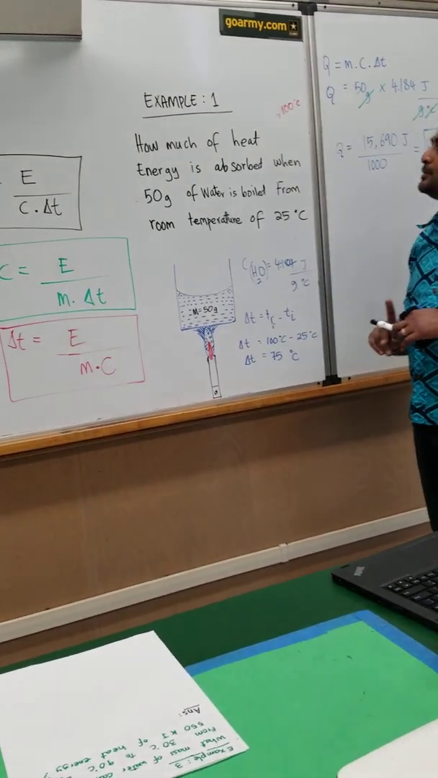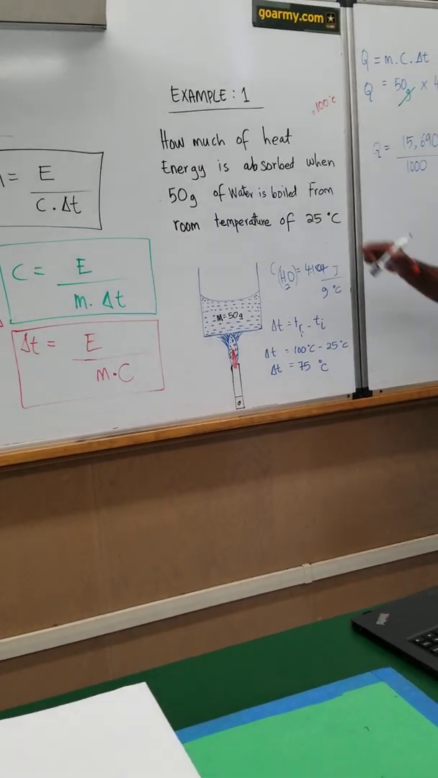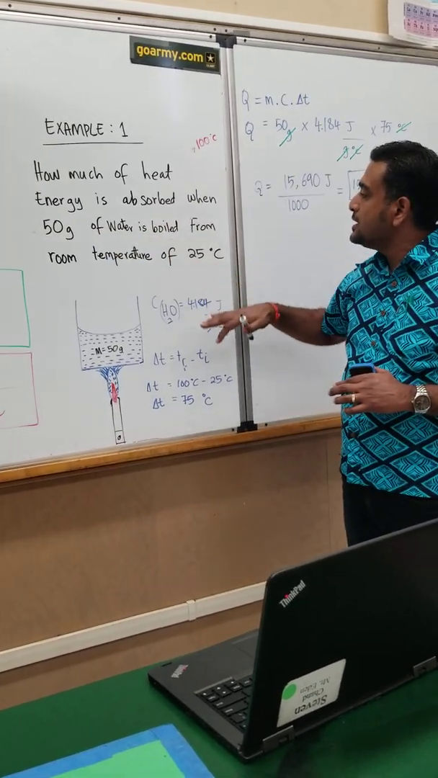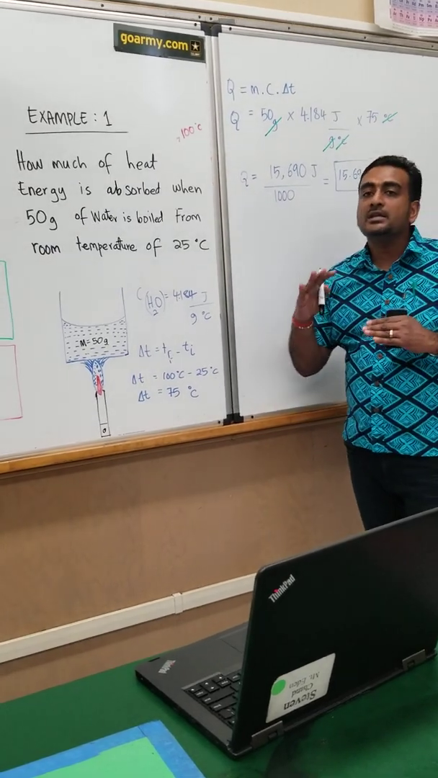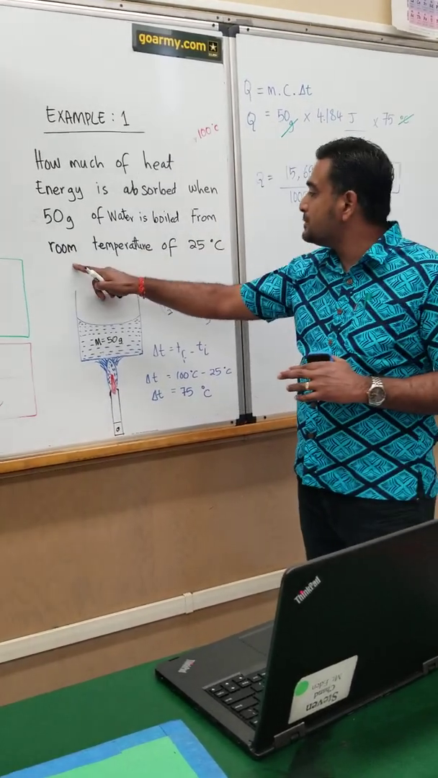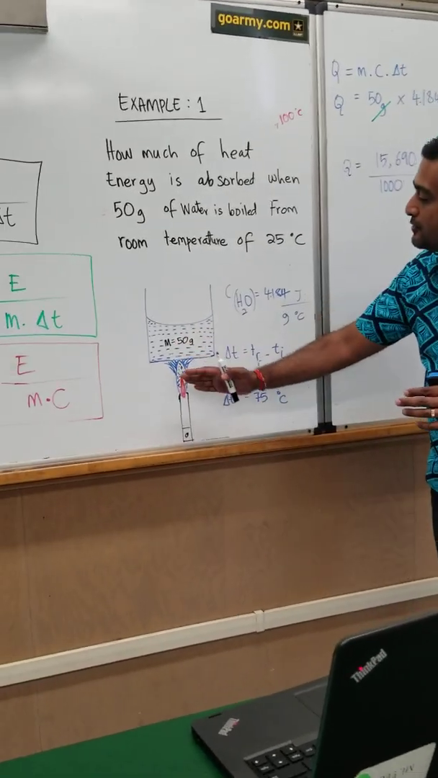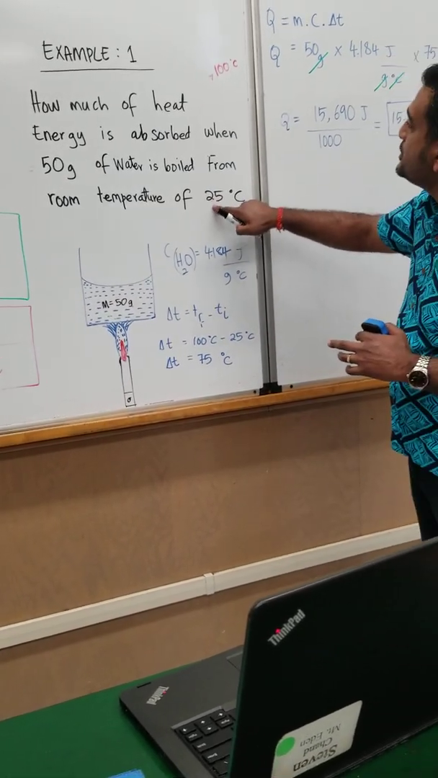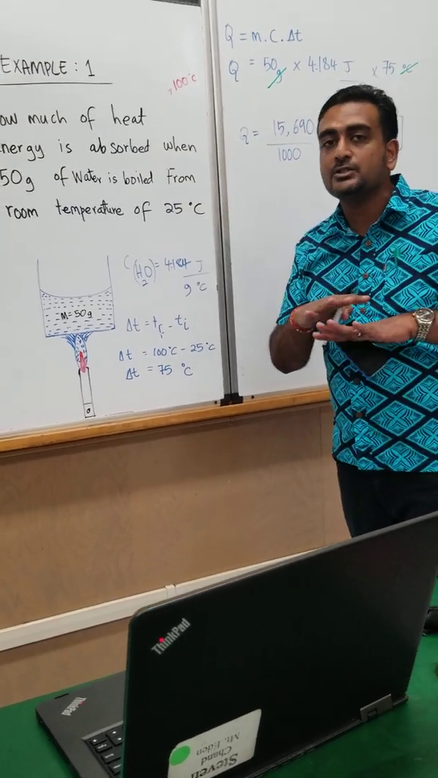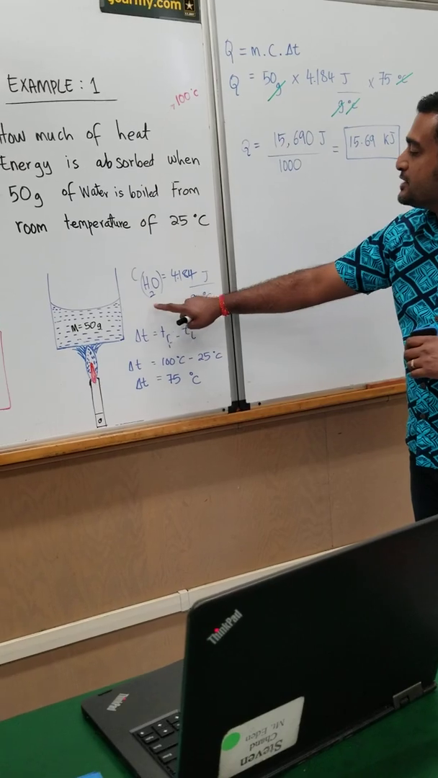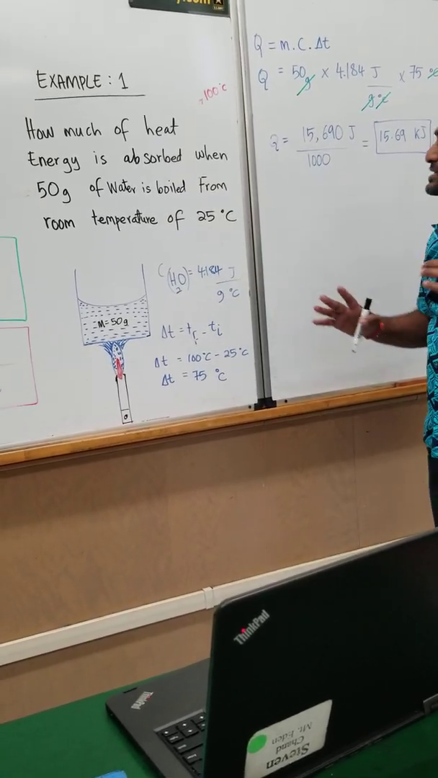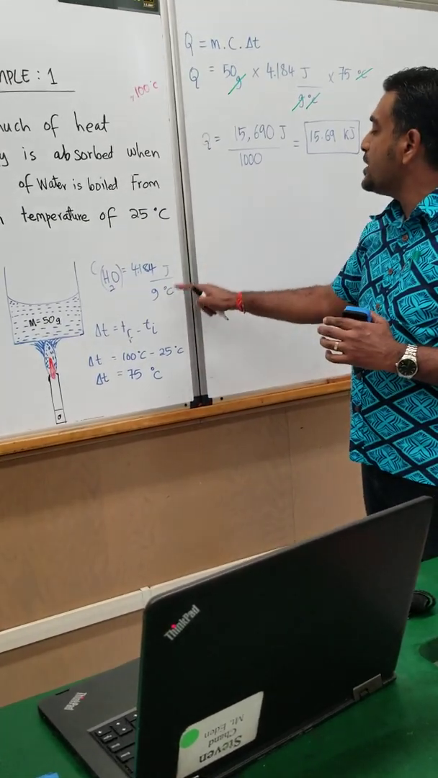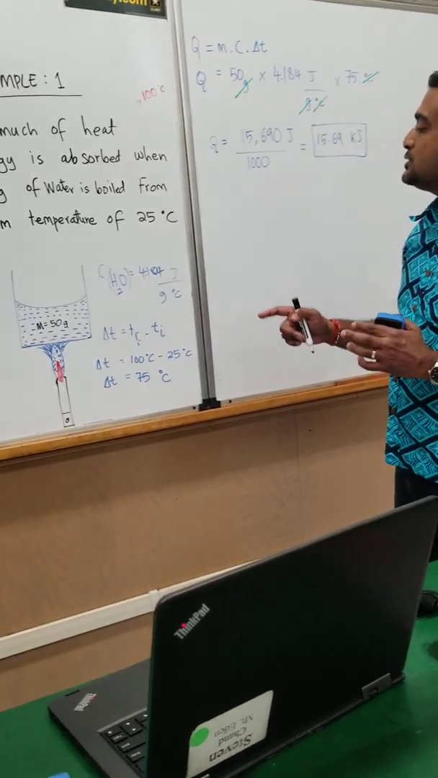Let's look at some specific examples where these variables could be calculated. The first example reads: how much heat energy is absorbed when 50 grams of water is boiled? Remember, the boiling point is nearly 100 degrees Celsius, from a room temperature of 25 degrees Celsius. So when 50 grams of water absorbs heat energy from any heat source, it will increase its temperature from 25 and finally come up to 100 degrees Celsius and stop. The specific heat capacity for water is 4.184 joules per gram degree Celsius. In other words, if I want to increase the temperature of 1 gram of water by 1 degree Celsius, 4.184 joules of heat energy would be absorbed.